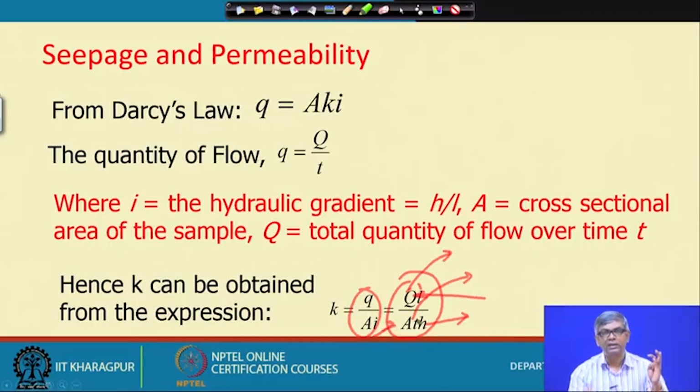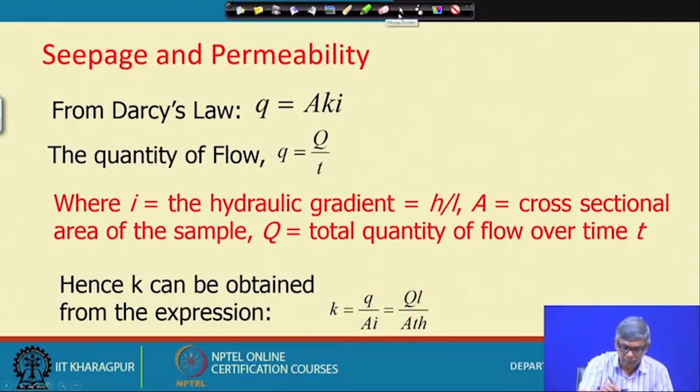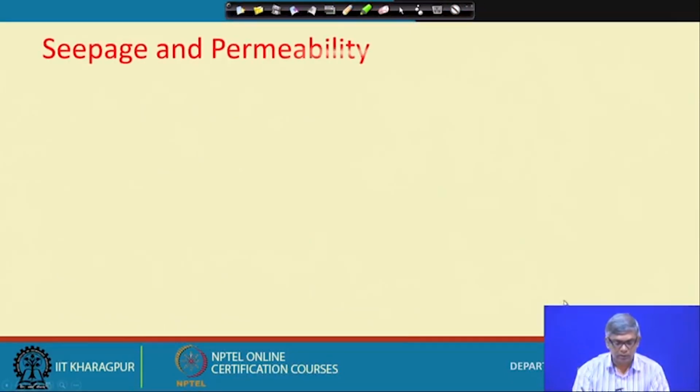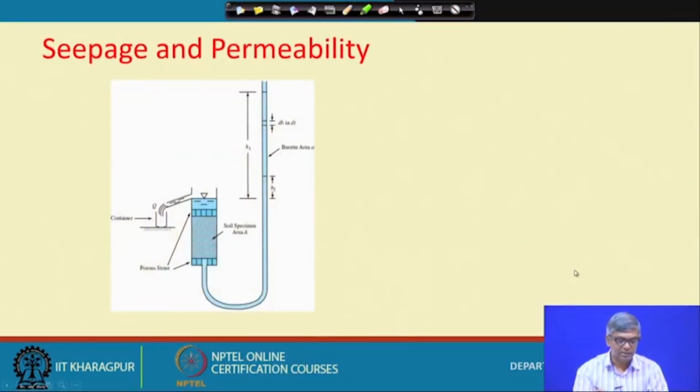The cross-section area, length of the sample, and head, these we can fix, and during the test we will measure quantity and time. And this is a falling head test actually.